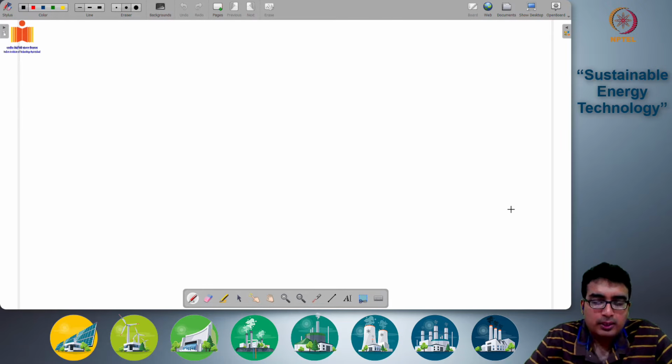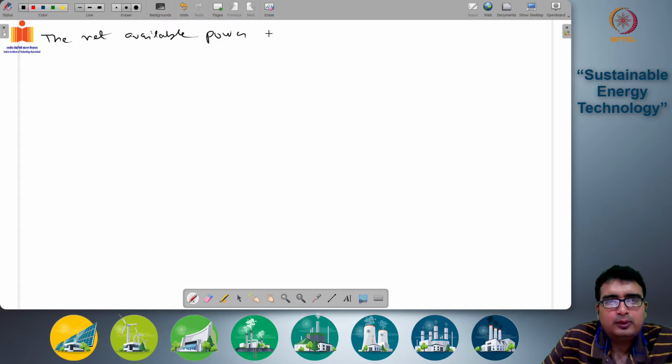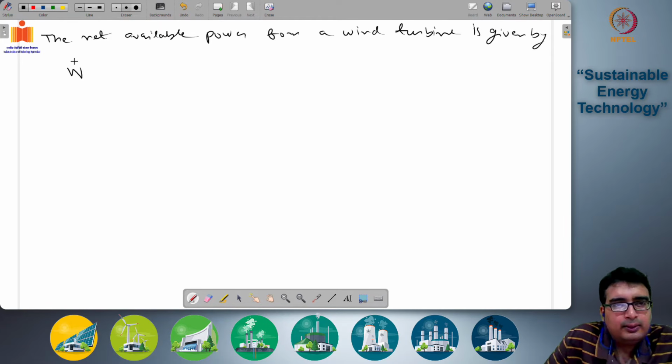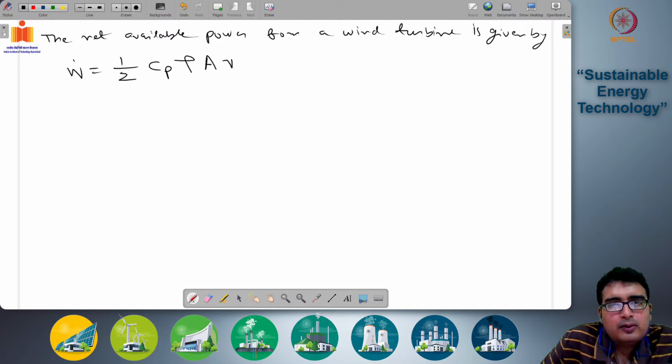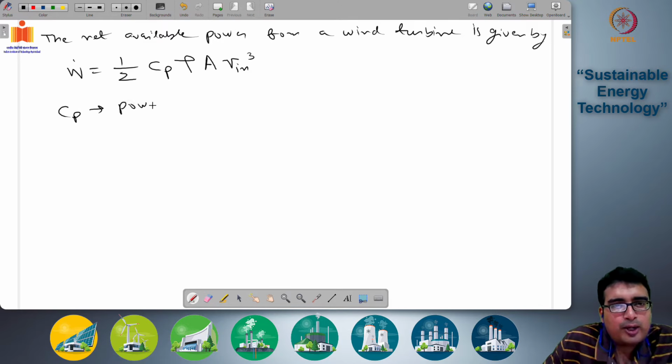Okay, so here, as we discussed previously, the net available power from a wind turbine is given by W dot equals half Cp rho A V in whole cube, where Cp is the power coefficient.